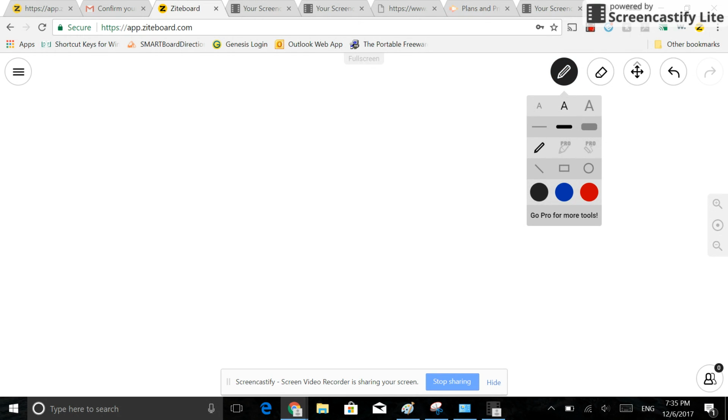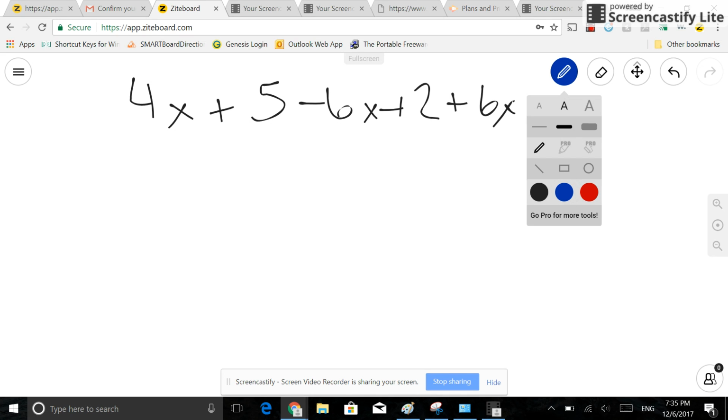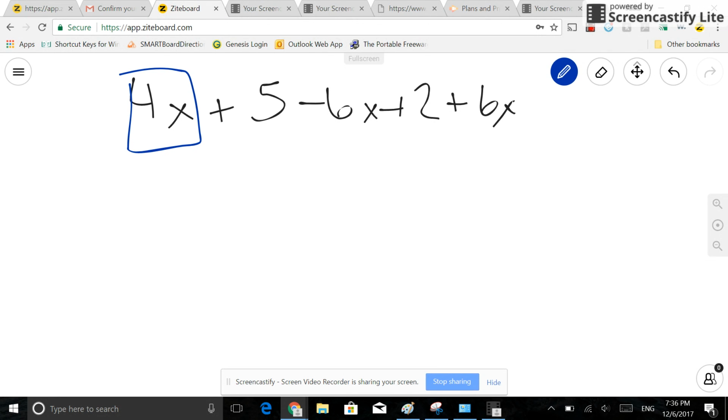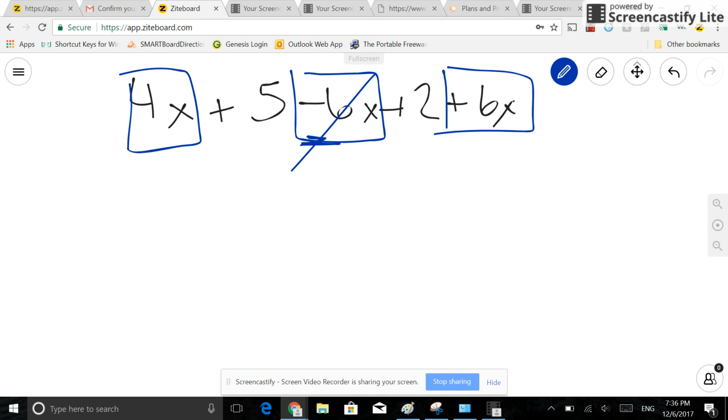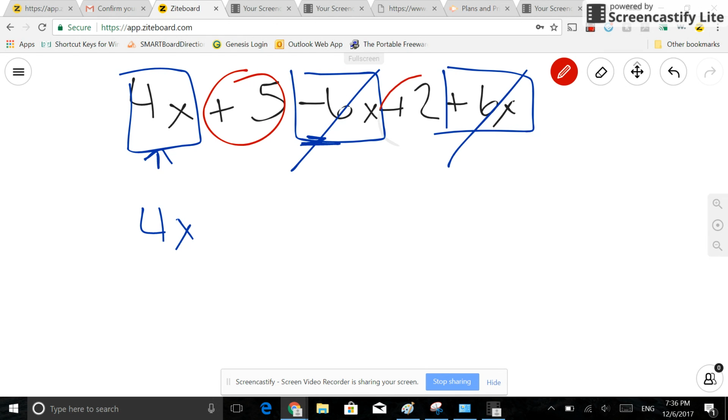The next example I'm going to show you is 4x plus 5 minus 6x plus 2 plus 6x. Okay, let's start with our like terms. We have a 4x here. We have a -6x. Remember, minus is considered a negative, the same thing. Then we have this plus 6x. -6x and positive 6x cancel out, right? They're just 0. Right? If you add them, you just get 0. So you're actually just left with this 4x.